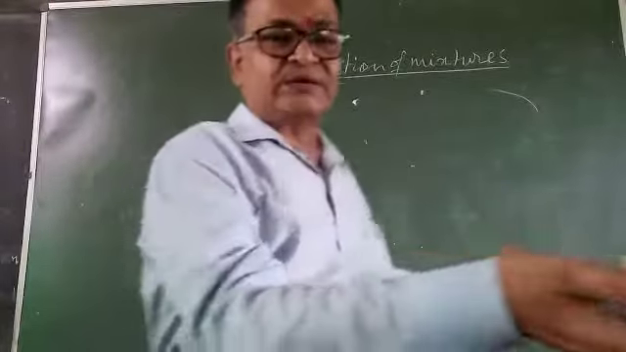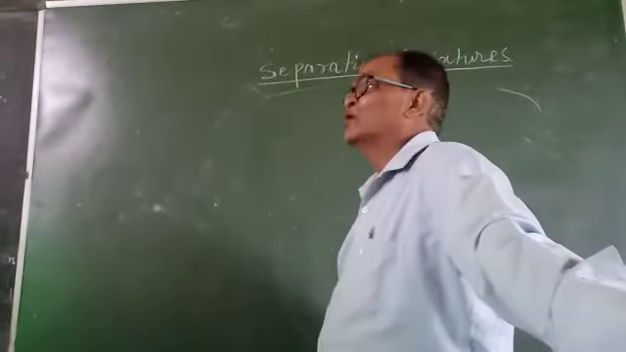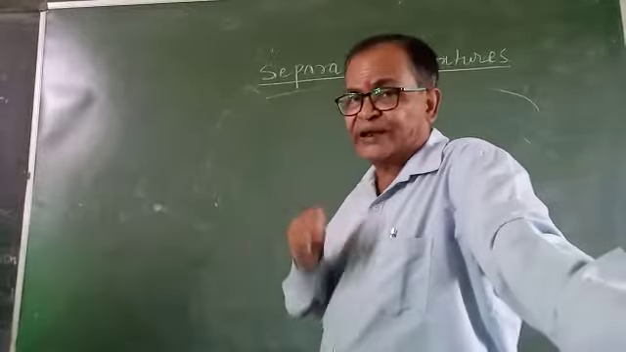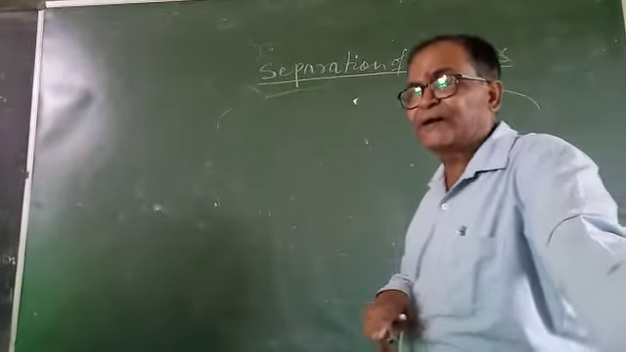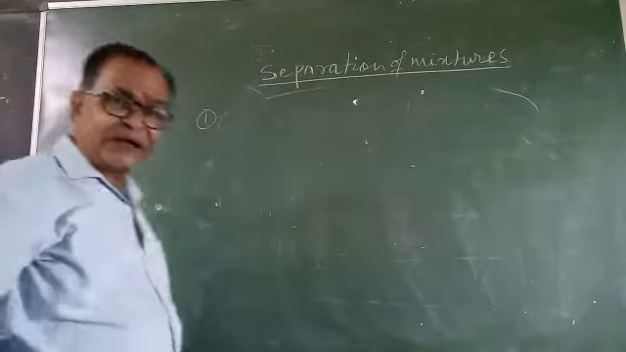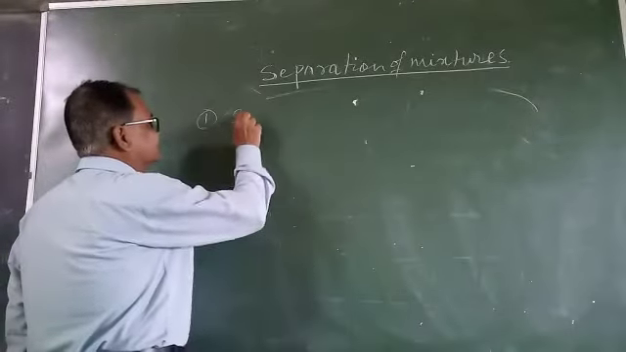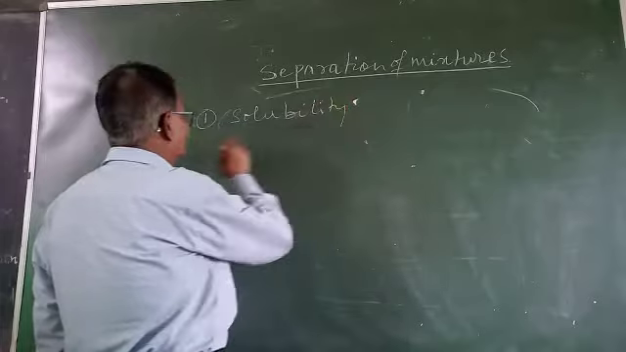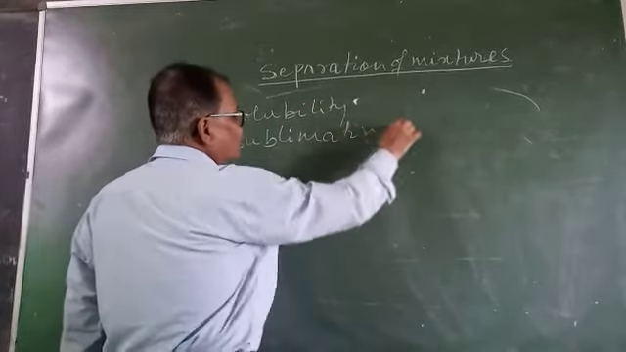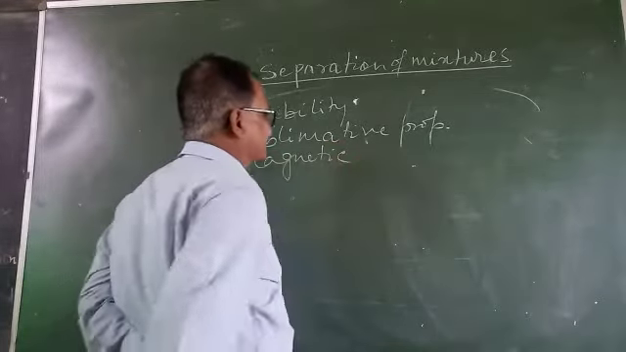Since the constituents of a solid mixture are solids, we use the properties or characteristics of solids to select a particular physical method to separate them. Three things are kept in mind while selecting a method for a solid mixture. That is solubility. Second, sublimation, the sublimative property. And third, magnetic property.